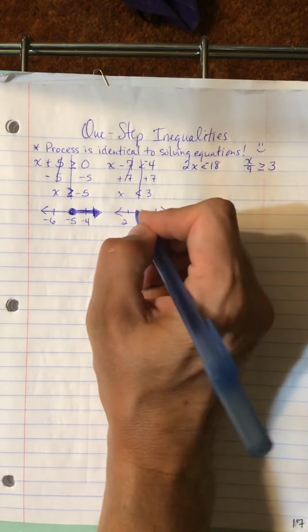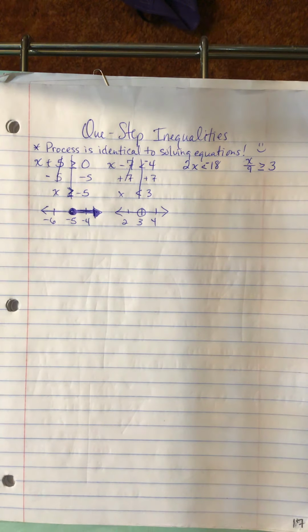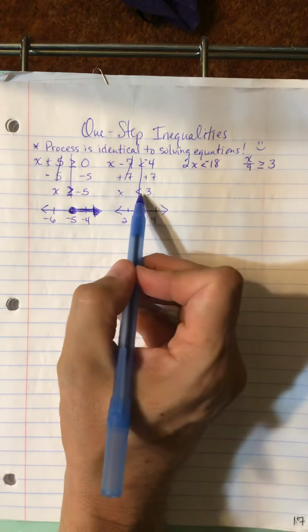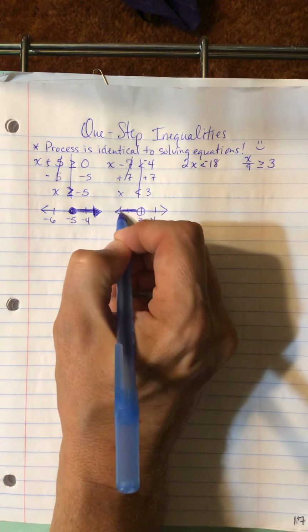Since our solution is only less than, that means 3 is not included in our answer. So we're going to leave that symbol open. It's pointing to the left, so I'm going to shade to the left.